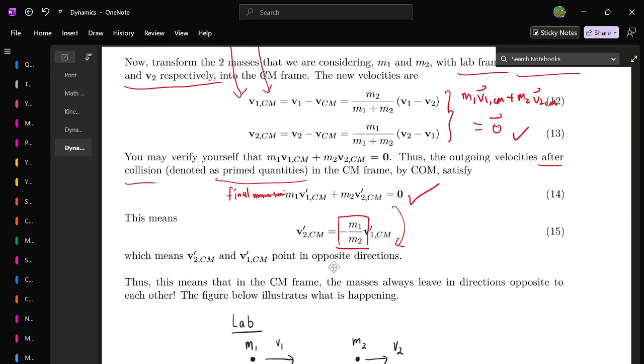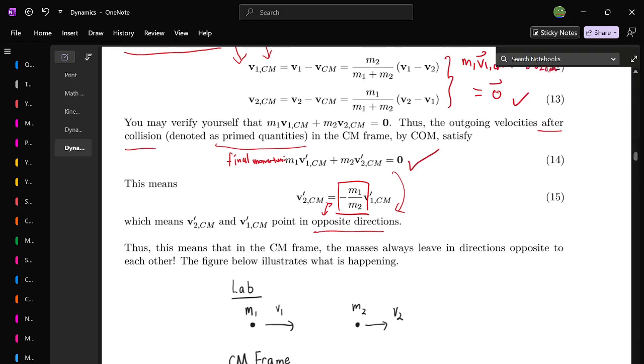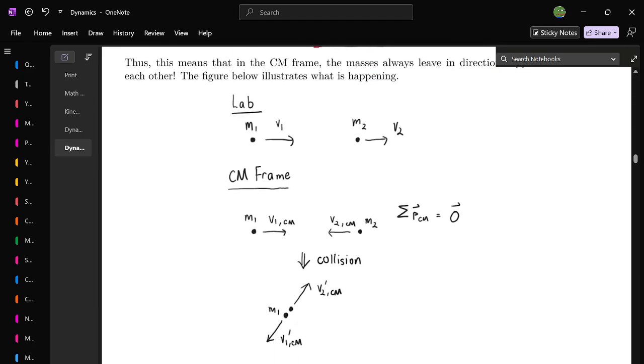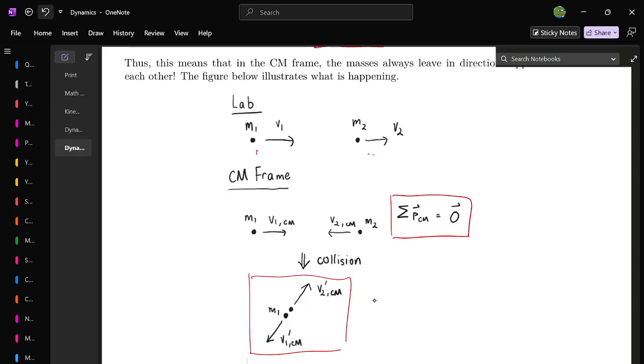So this means that these two vectors have to point in opposite directions. To see what is happening, you can refer to this diagram here. Let's say M1 and M2 have V1 and V2 respectively in the lab frame. We go into the CM frame, then they have the new velocities V1 CM and V2 CM, where the total momentum in this frame is zero. And after the collision, they will leave like that, opposite to each other in the CM frame.